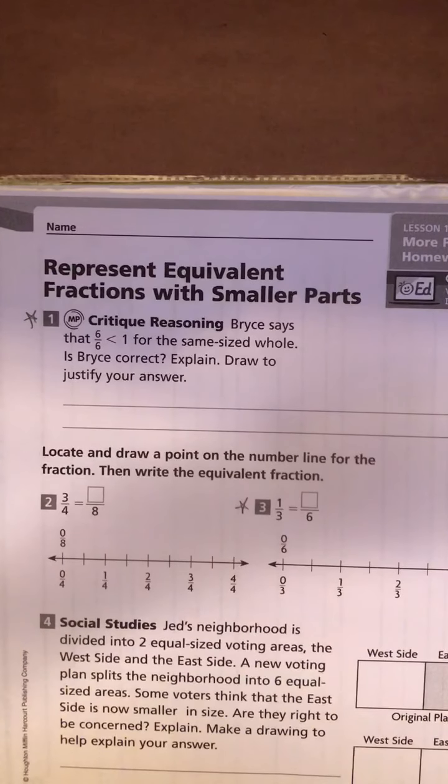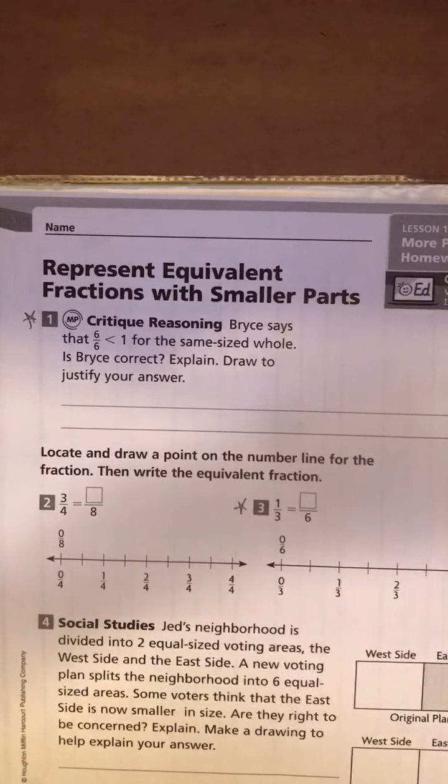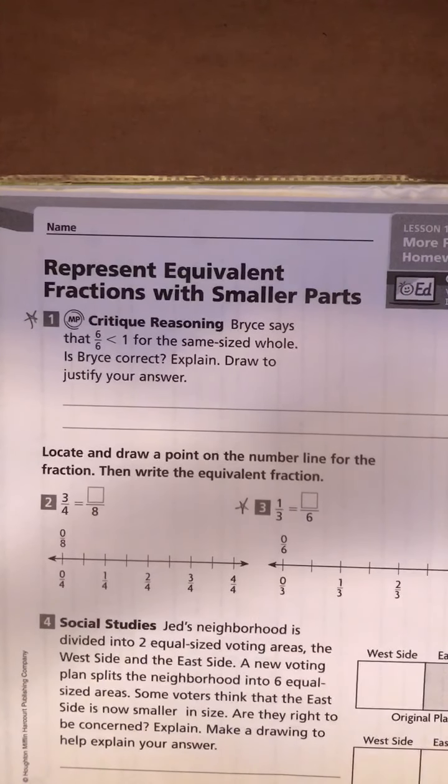Everyone, let's get started on workbook pages 161 and 162. Today we're going to work on only the odd questions. So let's get started with number 1. Bryce says that 6/6 is less than 1 for the same sized whole. Is Bryce correct? Explain and draw to justify your answer.